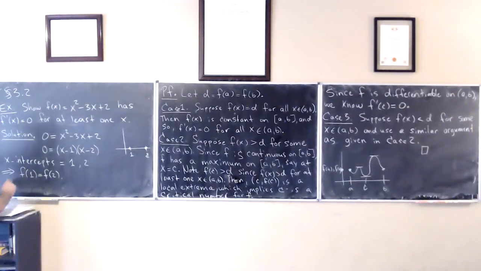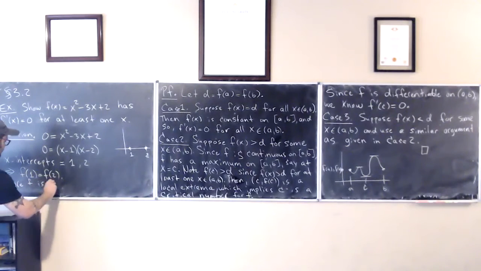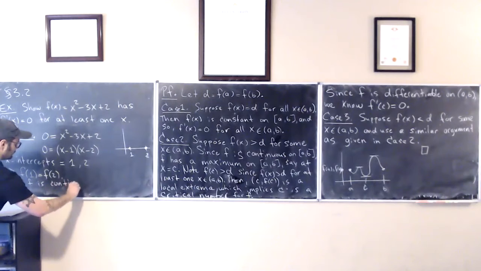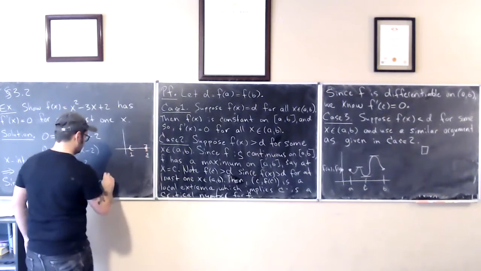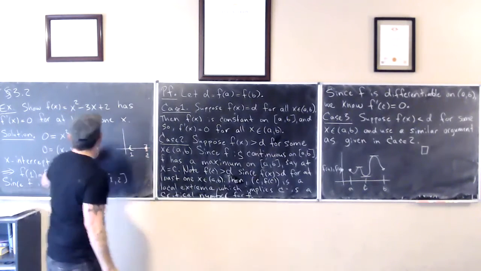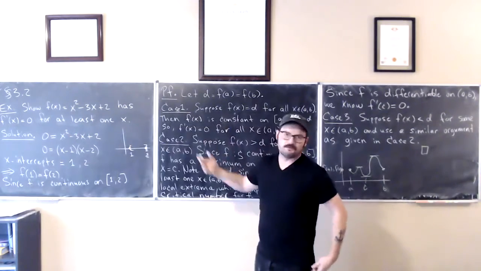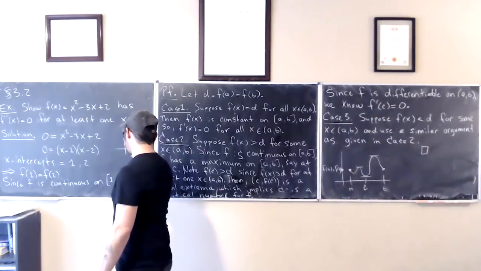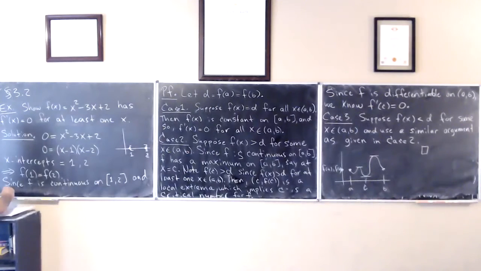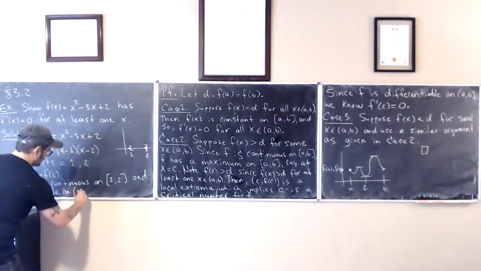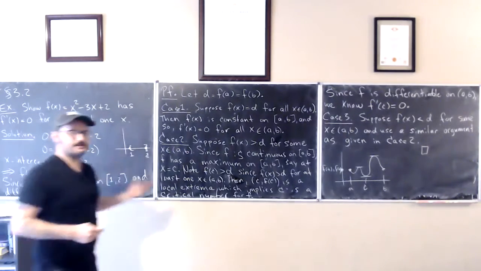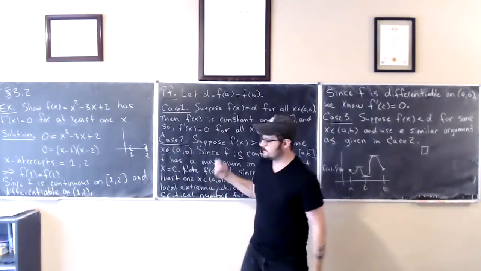So then we can just say, since f is continuous on this closed interval, and it's a polynomial, which we know that polynomials are always differentiable, Rolle's theorem implies that somewhere in between there, the derivative of that function is 0.